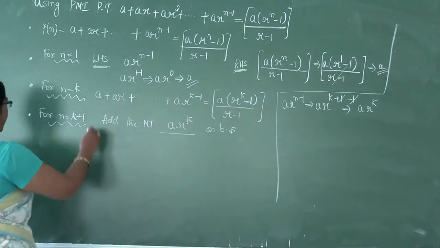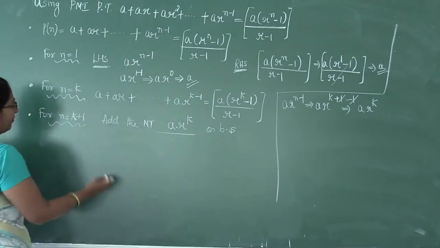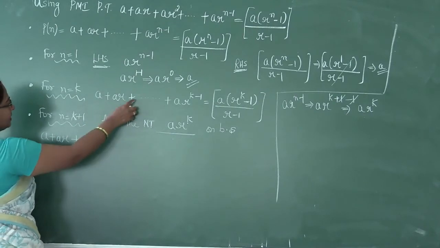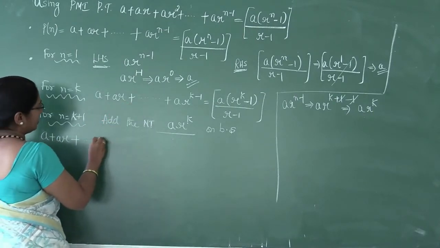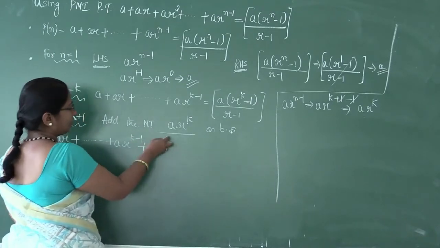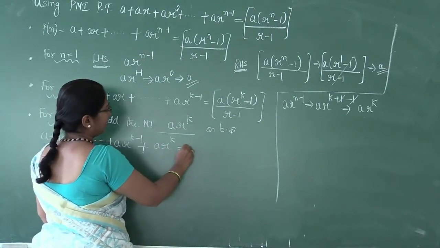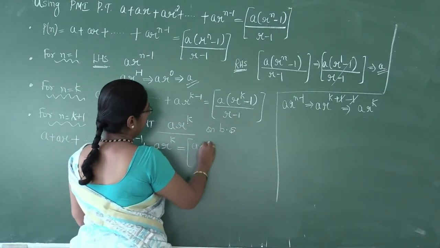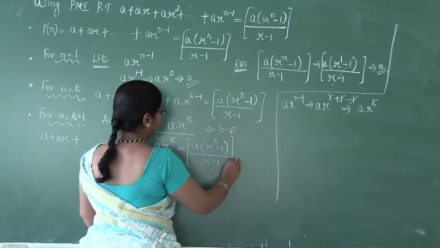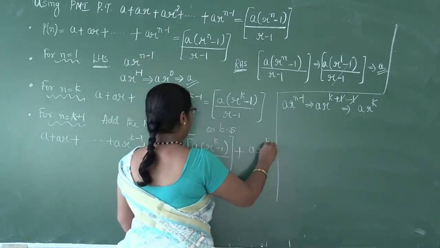Now using step 3, I am supposed to add the next term and I shall simplify further. So what is step 3 now? A plus AR plus AR square plus etc. plus AR to the power k minus 1, plus the term I am supposed to add now, AR to the power k, is equal to, what is RHS? A R to the power k minus 1 divided by R minus 1, plus the term I am supposed to add again, AR to the power k.